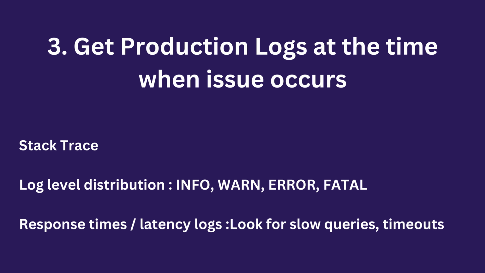Next is get production logs. Getting production logs is really important, and what you should do is get the production logs at the time when the issue occurs. This time is really crucial because you don't need to go through all the logs. In the logs you should look for stack traces. You should also look at the log level distribution, like info, warn, error, or fatal. And you should also look at the response time and latency logs, and look for slower queries and timeouts.